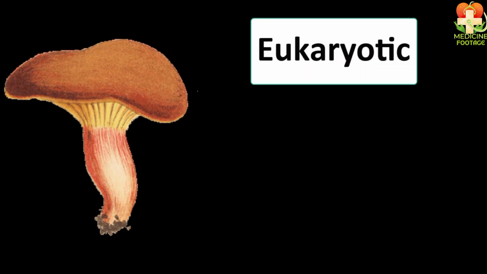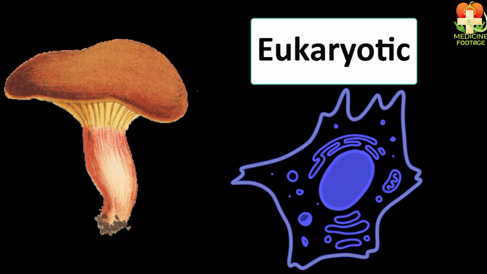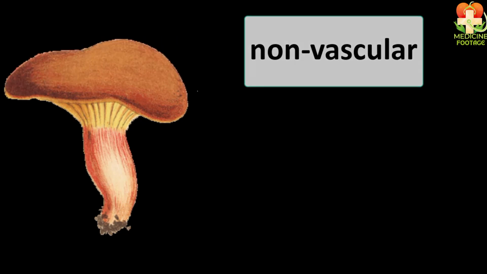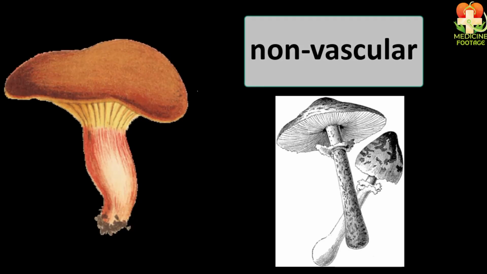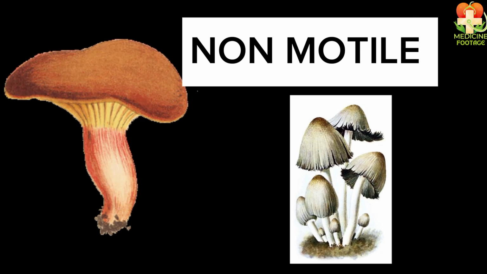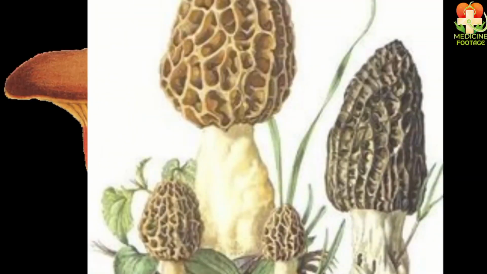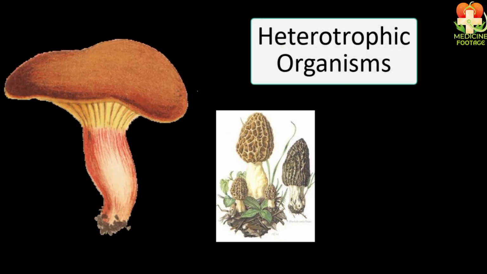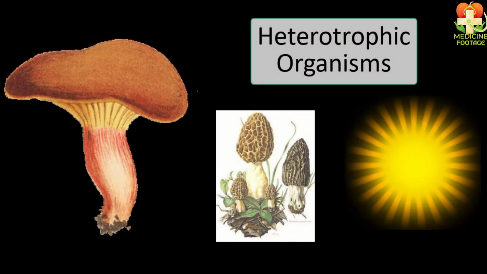Eukaryotic means they have a true nucleus. This means fungi have a well-defined nucleus. Fungi are non-vascular, which means they do not have blood vessels. They are also non-motile, meaning they stay in one place, like plants. Fungi are heterotrophic, which means they cannot produce their own food using sunlight, unlike plants.